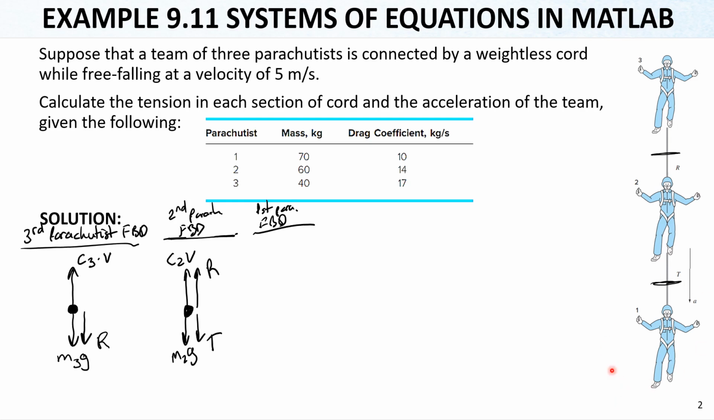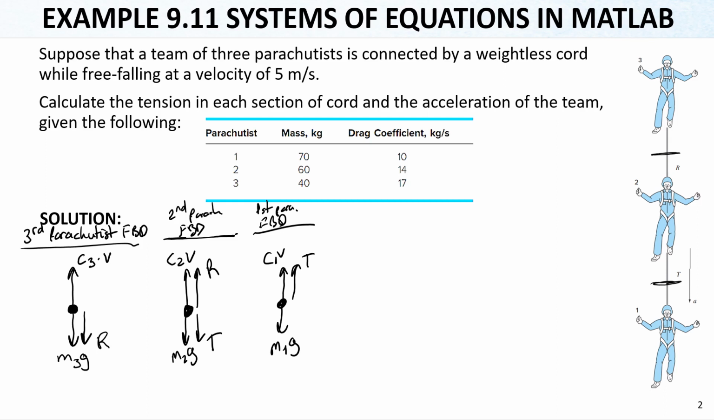In here you can see upward we will have C1V as well as T, and downward we don't have any rope, but we have the weight only for the first one. So for these three, let's write down the equations.